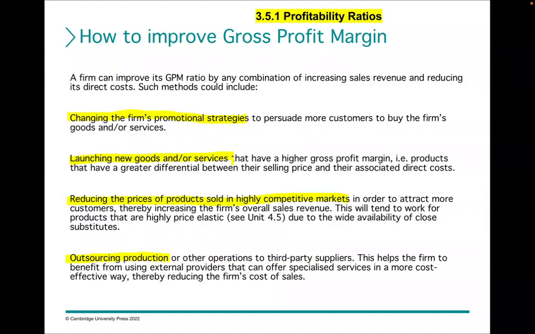So you're going to increase the profit by increasing the sales revenue, by reducing direct costs, or increasing the price also, which is not listed here. If you increase your price and customers still pay the price, even if it's a slight increase and the same number of customers are buying, then your profit will increase as well.